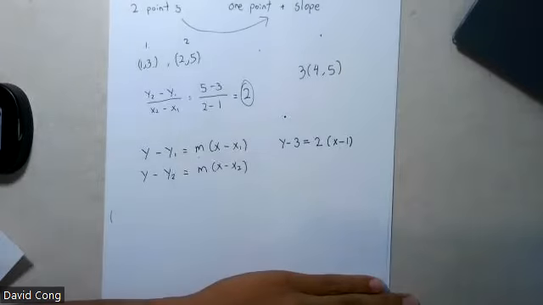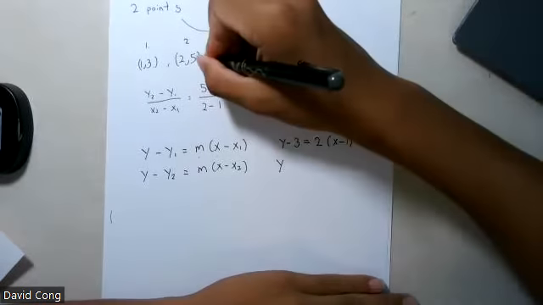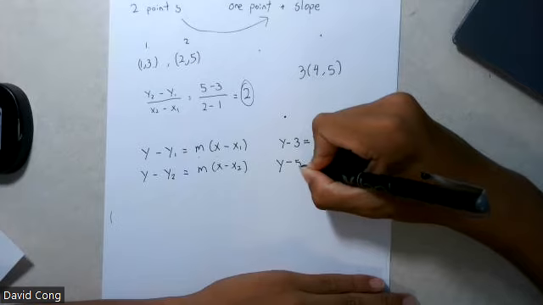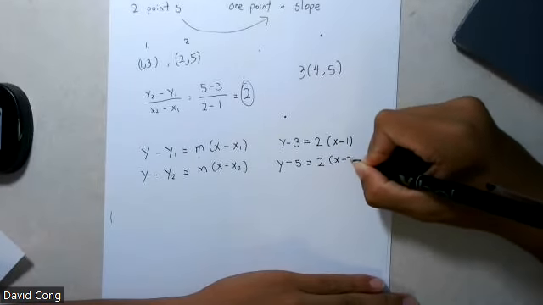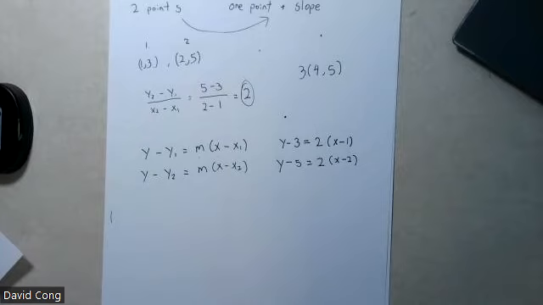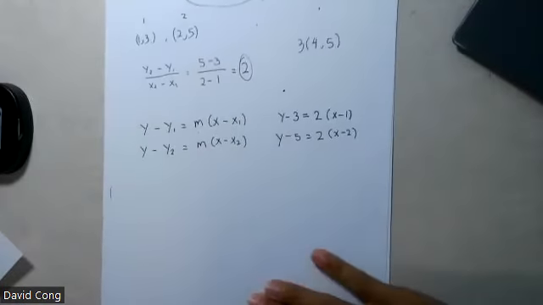And now let's look at this one. We look at the second point. The y coordinate's 5. The slope is still 2. And the x coordinate for this one is 2. So now we have our two equations in point slope. But this form is ugly. We don't want to use this. It's hard to work with.